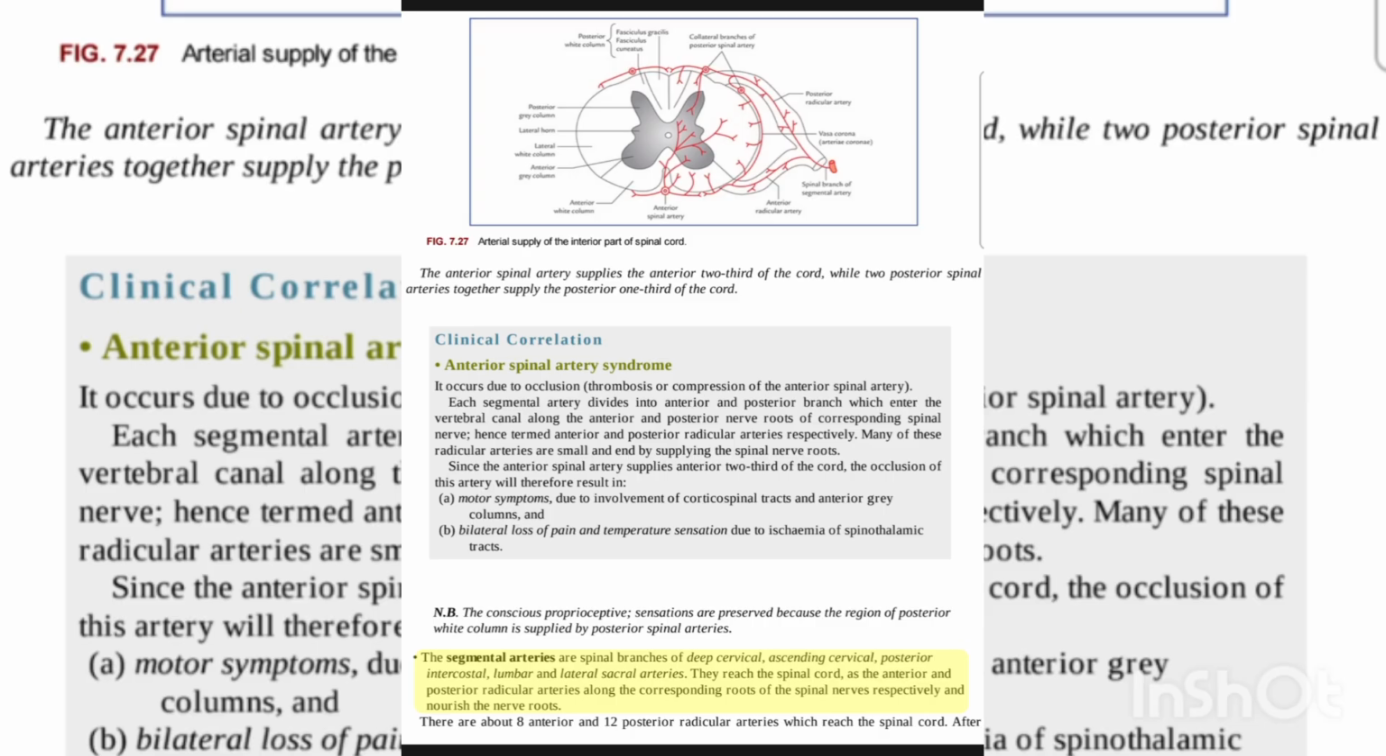The segmental arteries are spinal branches of deep cervical, ascending cervical, posterior intercostal, lumbar and lateral sacral arteries. They reach the spinal cord as the anterior and posterior radicular arteries along the corresponding roots of the spinal nerves respectively and nourish the nerve roots. There are about 8 anterior and 12 posterior radicular arteries which reach the spinal cord.